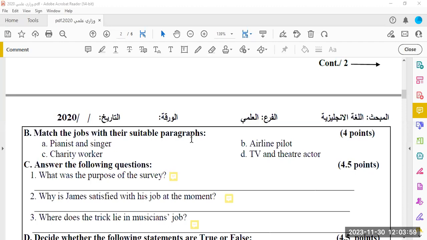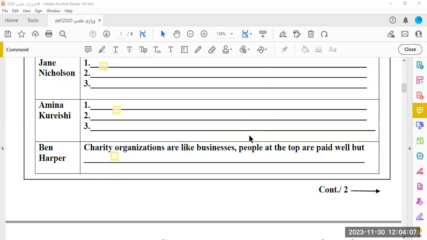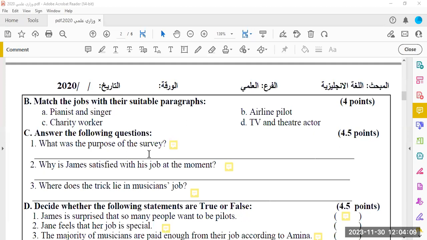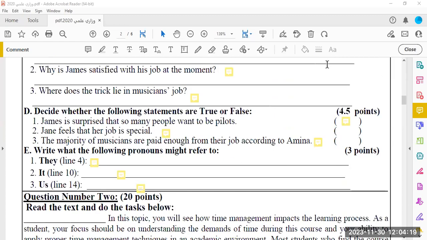Now the titles, four titles. So you need to write these four at the top, in the blank spaces, 1, 2, 3, 4. Next, you have the questions to answer, WH questions, 1, 2, 3. Each question is worth a mark and a half if you get them right. And next to it, true, false questions, three sentences. And what the pronoun refers to or might refer to, you have 3 points and 3 words, they, it, us.